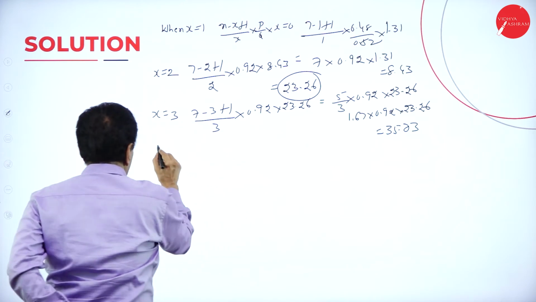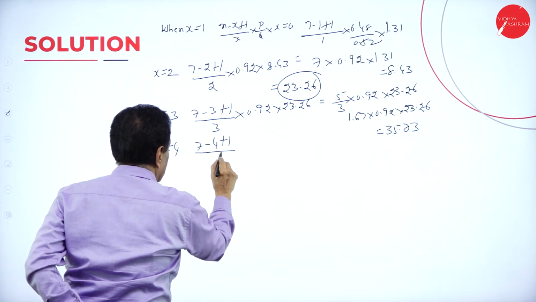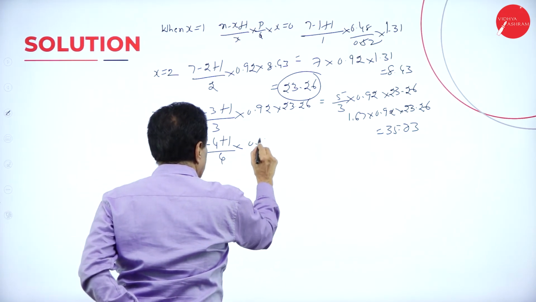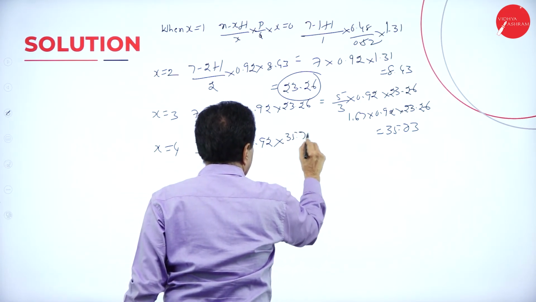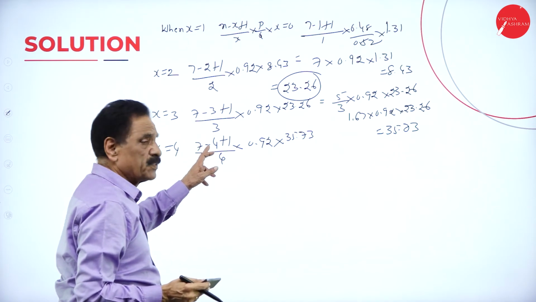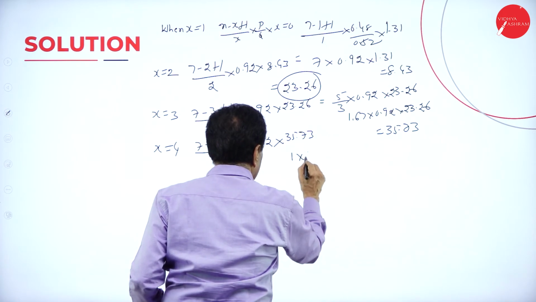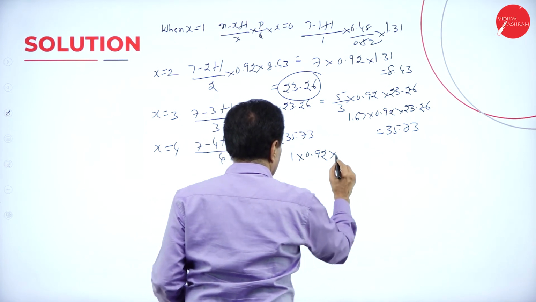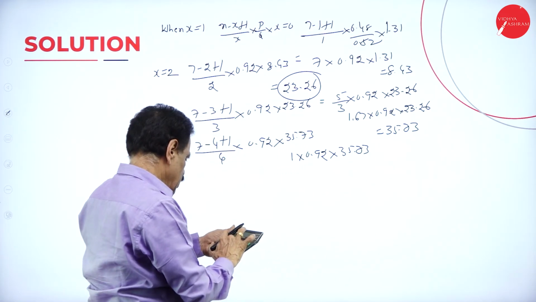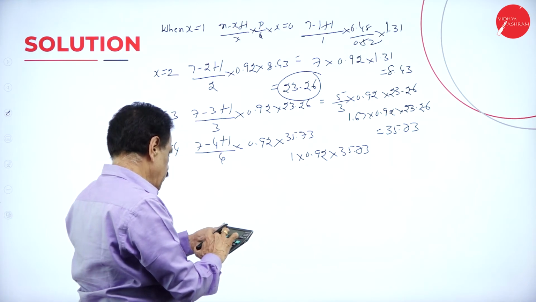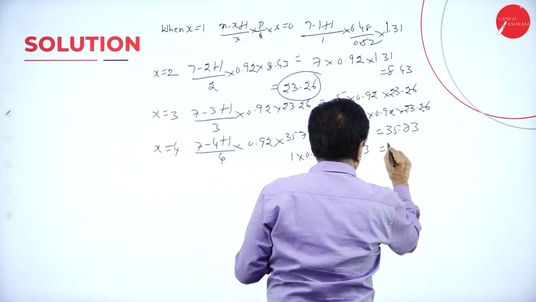Then, when x is equal to 4, 7 minus 4 plus 1 divided by 4 into 0.92 into 35.73. So, 7 minus 4 is 3, 3 plus 1, 4. 4 divided by 4 is 1. So 1 into 0.92 into 35.73 is 32.87.